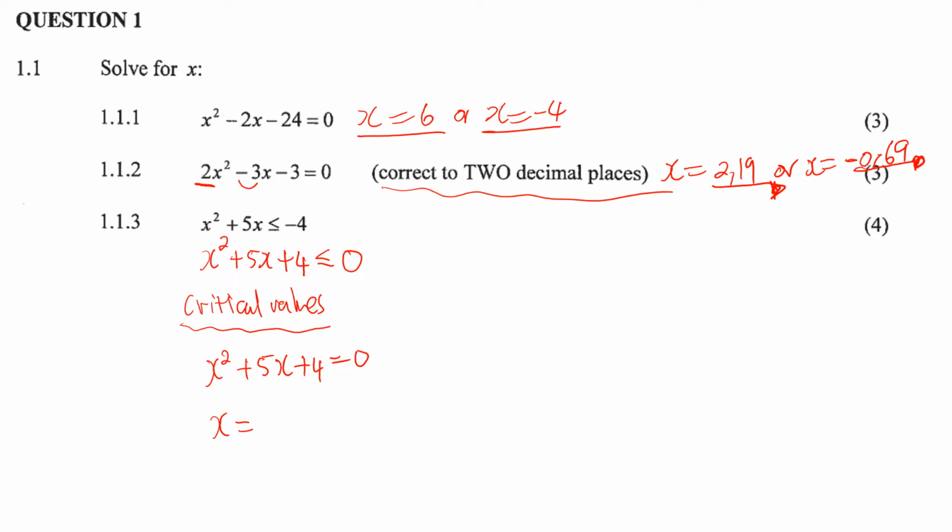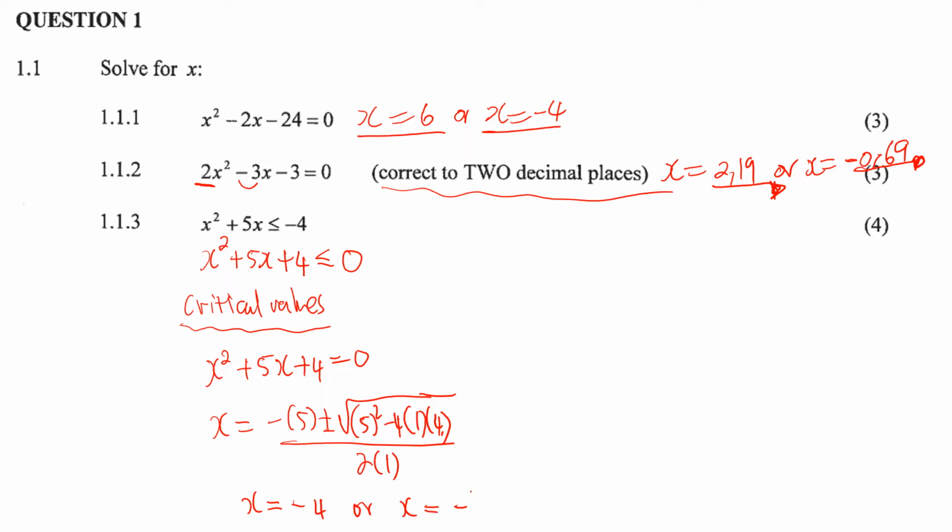But for majority purposes, let's use the quadratic formula, right? So it's minus b, which is minus 5, plus or minus the root of 5 squared minus 4ac, all divided by 2 times a, which is 1. So our critical value is going to be x equals negative 4, or x equals negative 1. All right, so those are our critical values.